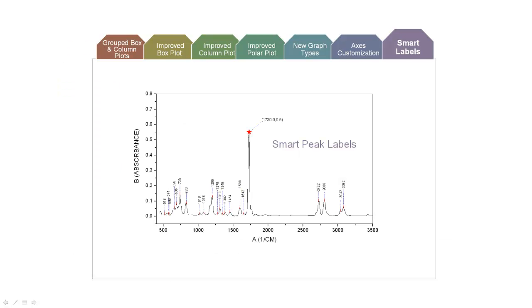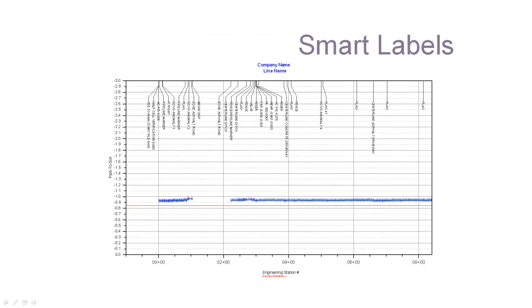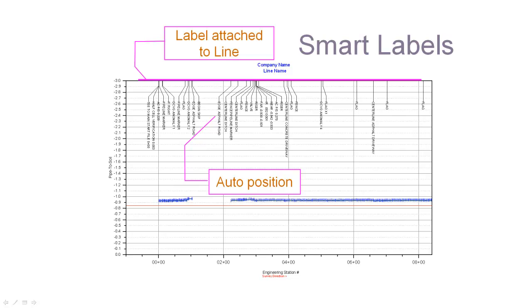Another feature we have introduced is smart labels. Smart labels can be auto-positioned to avoid overlapping. They can be attached to a particular vertical or horizontal position. And furthermore, you can also turn on leader lines to clearly associate your labels with a data point position. That wraps up the graphing features we will cover today.